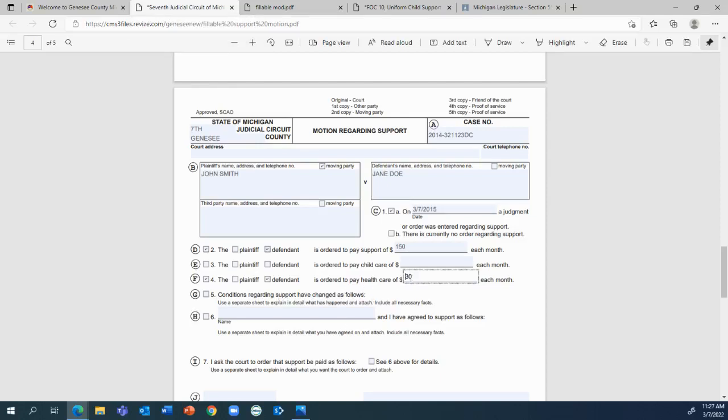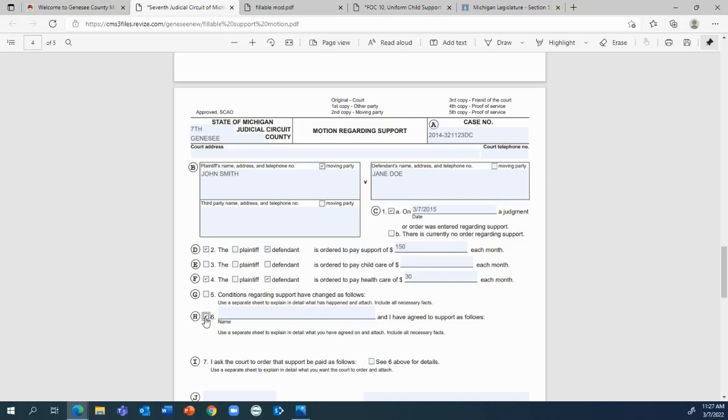So now I've got what the last order was. And now I'm going to be saying that conditions have changed as follows. So you've got a couple of different options here. You could fill out 5 or 6. Five: conditions regarding support have changed, and then we're going to attach a sheet explaining what has changed. Or 6: the other party and I have agreed to support as follows.